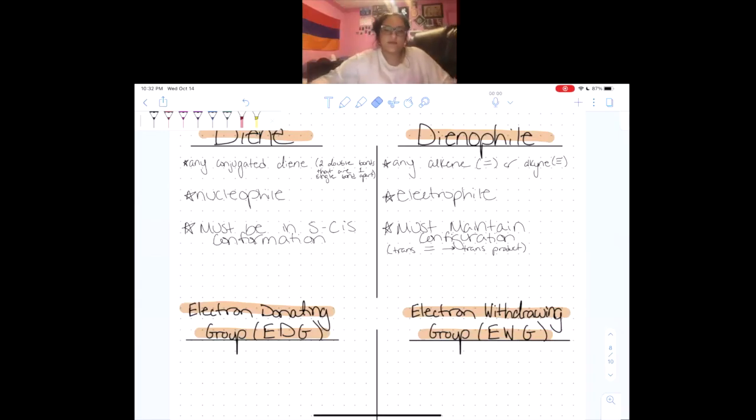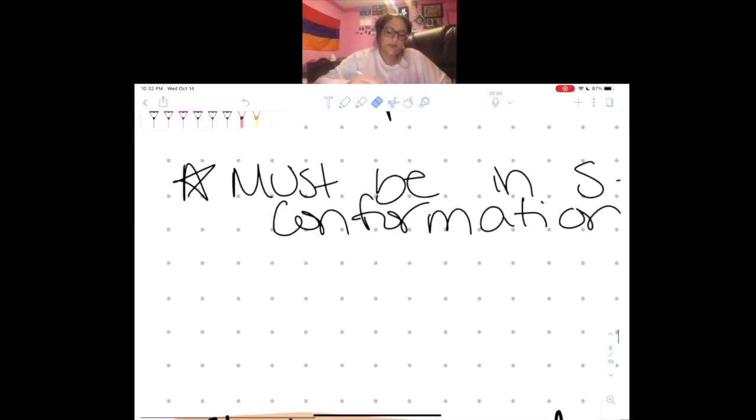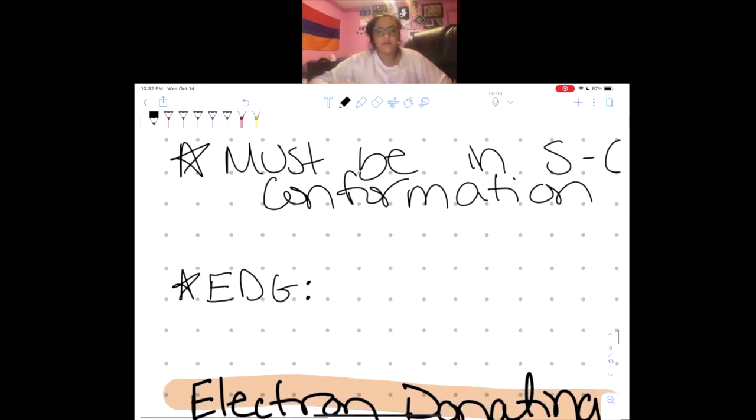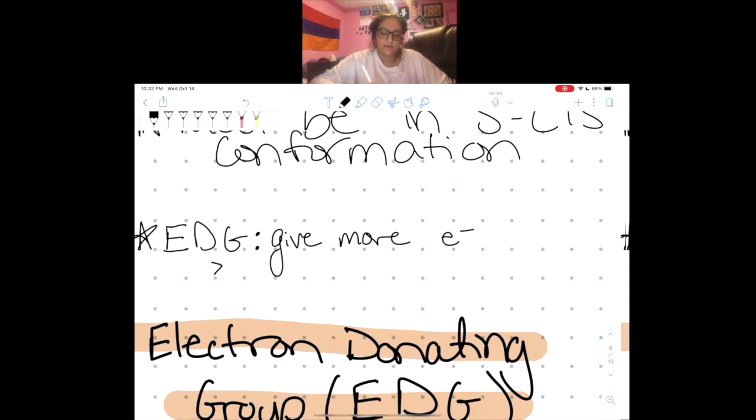The last thing we're going to talk about in this little section is electron donating and withdrawing groups. So dienes will favor electron donating groups. And the reason they want electron donating groups is because they are the nucleophile, so they want more electron density. And electron donating groups do exactly that. They give more electron density. And that allows it to be a stronger nucleophile.